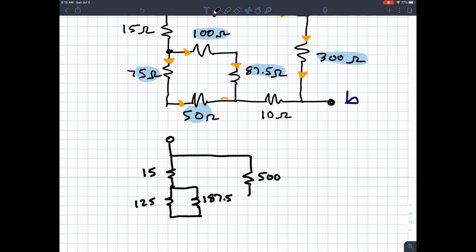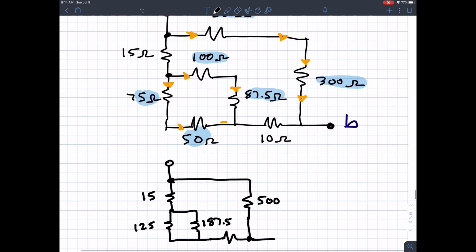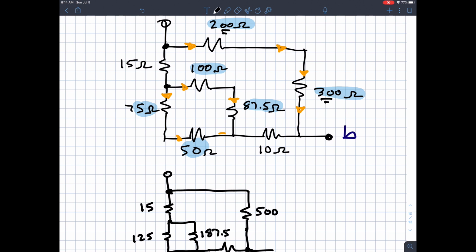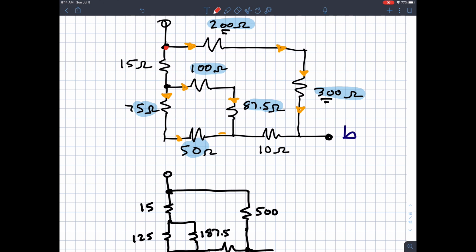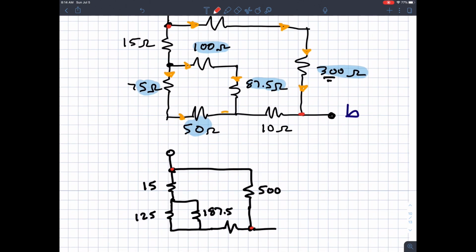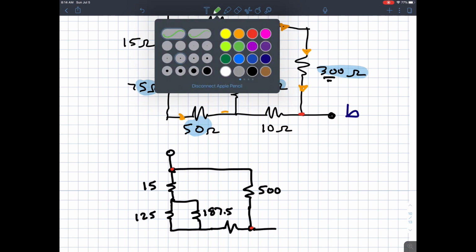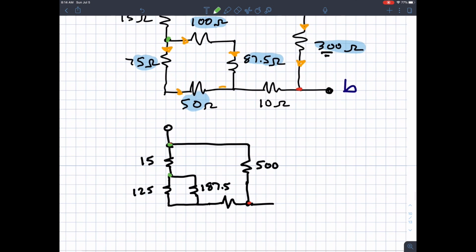I leave everything else in the circuit. The 10 ohm is still there. I make sure all the points are still connected. 200 and 300 is connected between this point and this point, and the equivalent is 500, connected between those 2 points in red. I check that one by one. The 15 is connected between these 2 points in green, still connected. You get the idea. You check it, and that looks like the equivalent circuit.